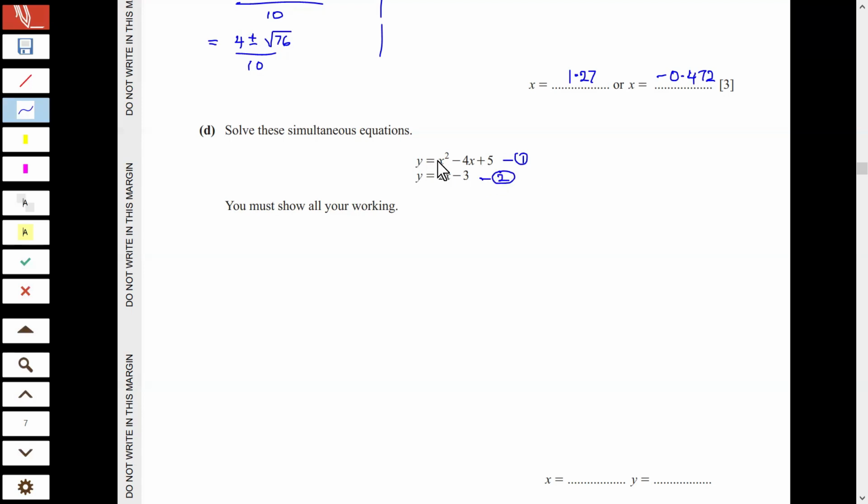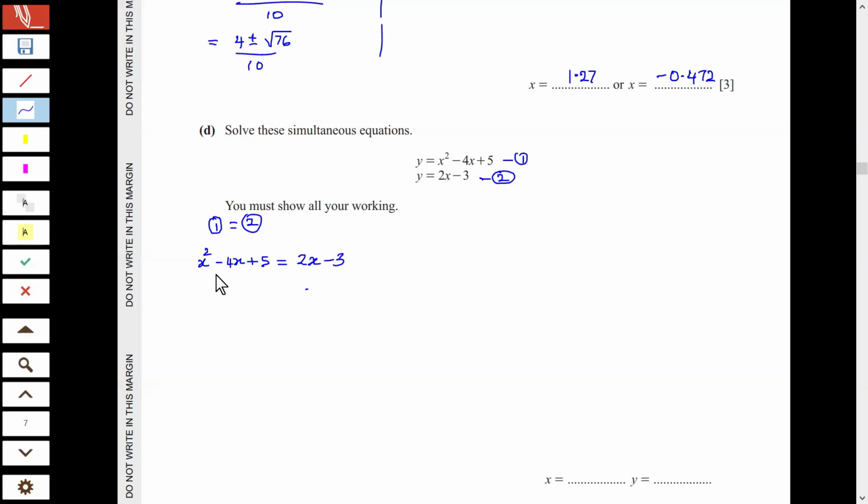So y equal to x squared minus 4x plus 5, and y is equal to 2x minus 3. So we can make equation 1 equal to equation 2. We start by making equation 1 equal to equation 2. So x squared minus 4x plus 5 is equal to 2x minus 3. Okay, at this point, we can group the like terms.